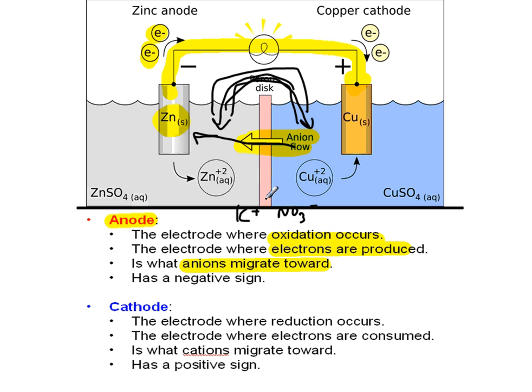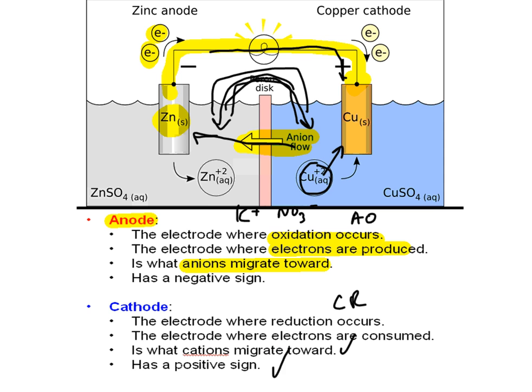And the anode is associated with a negative sign. The cathode is where reduction occurs. Electrons are consumed, so electrons travel this way, and the electrons are basically used to change copper 2 plus into copper as a solid. Cations migrate towards there, and it has a positive sign associated with it.